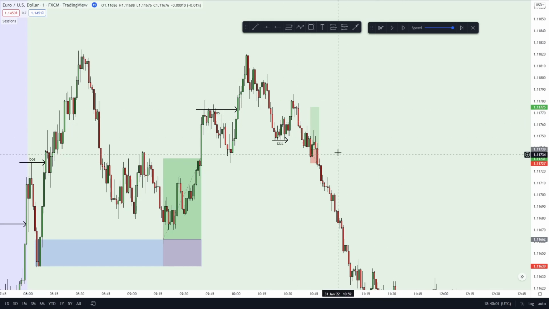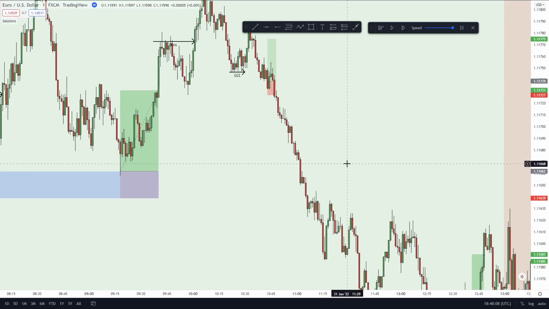So as you can see, it would have been really good if when I was backtesting, I had seen this as perhaps looking to go bearish because price continues to drop to the downside.